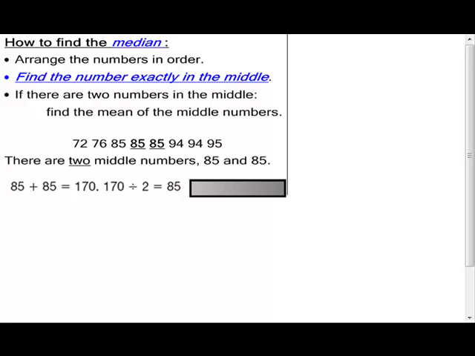This lesson is on how to find the mean, median, mode, and range. Those are also known as the measures of central tendency. First thing we're going to discuss is how to find the median. The median is the number that is exactly in the middle.